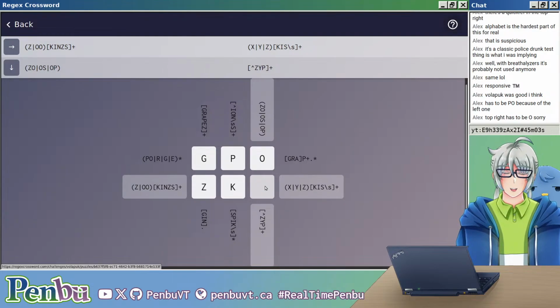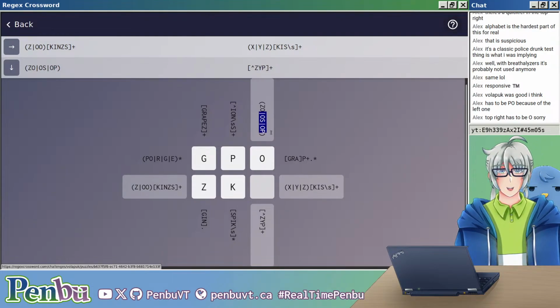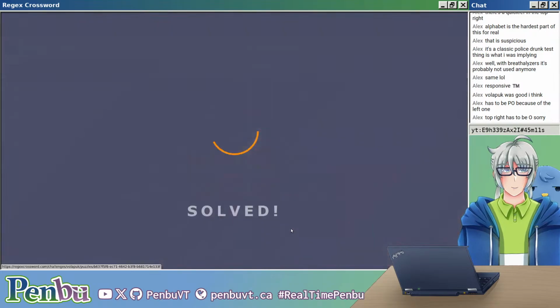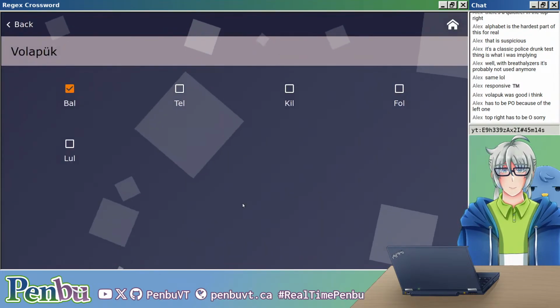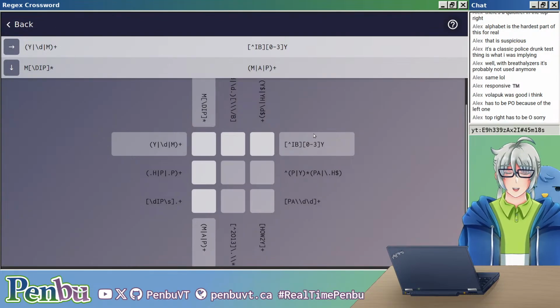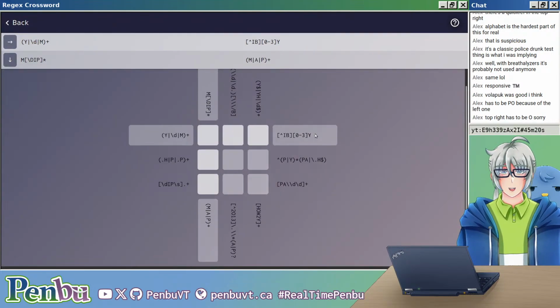And so this is forced to be an S or a P because of these two, but we don't have a P, so this has to be an S. Okay, moving on. I can't see that. Shrink that down a little bit.